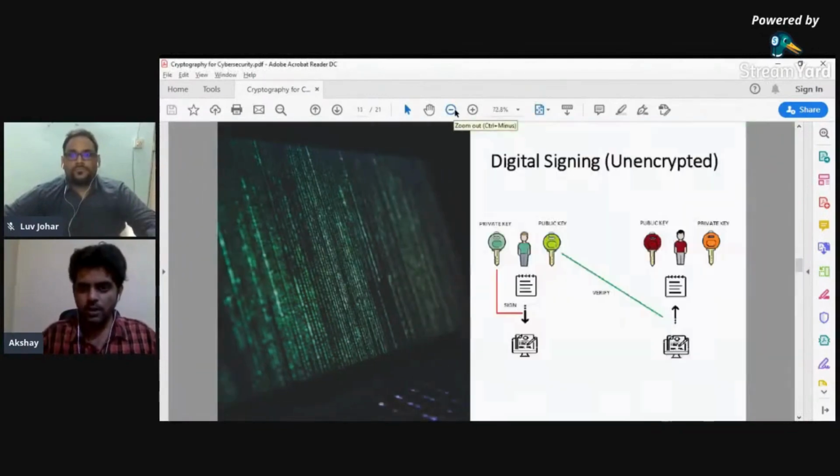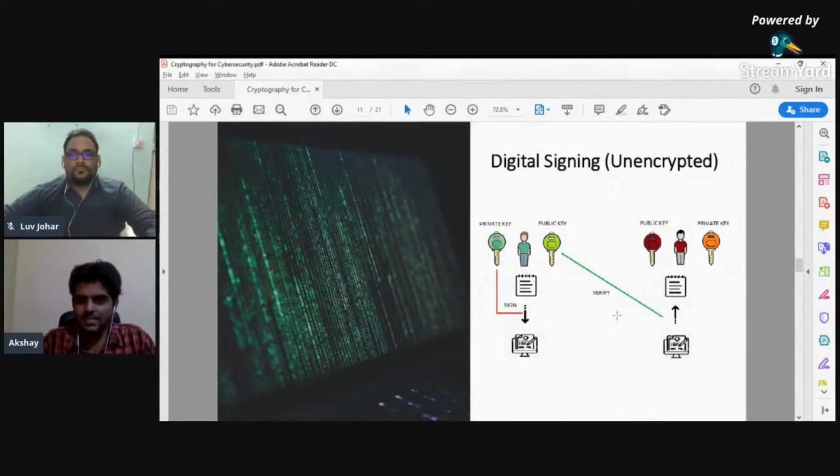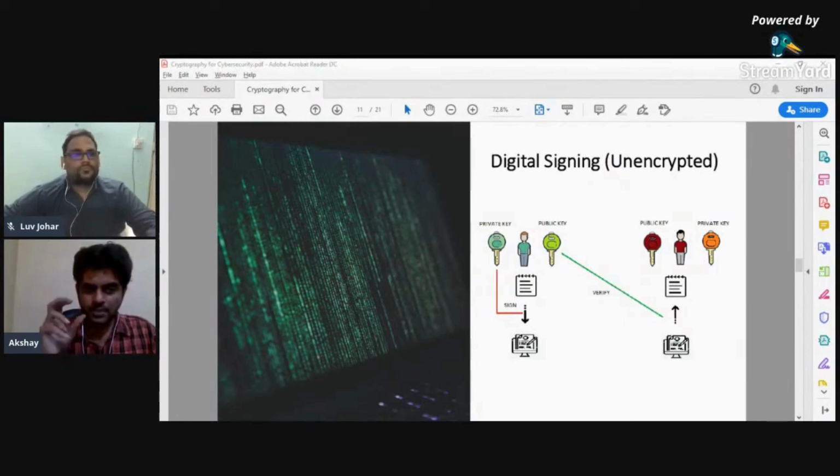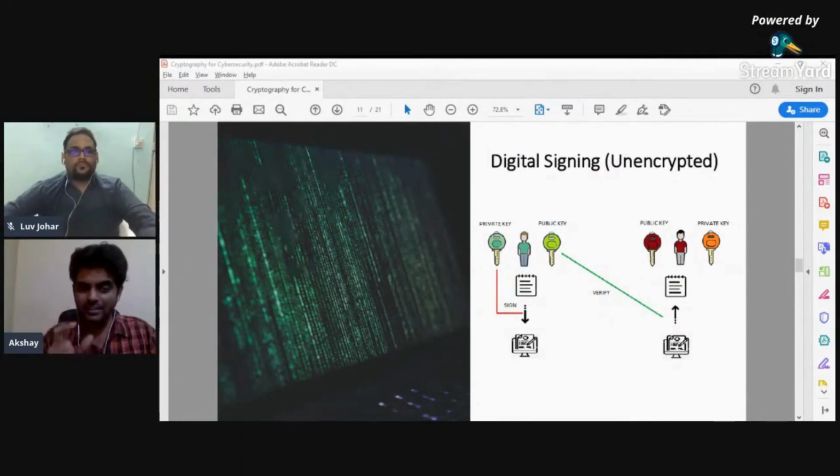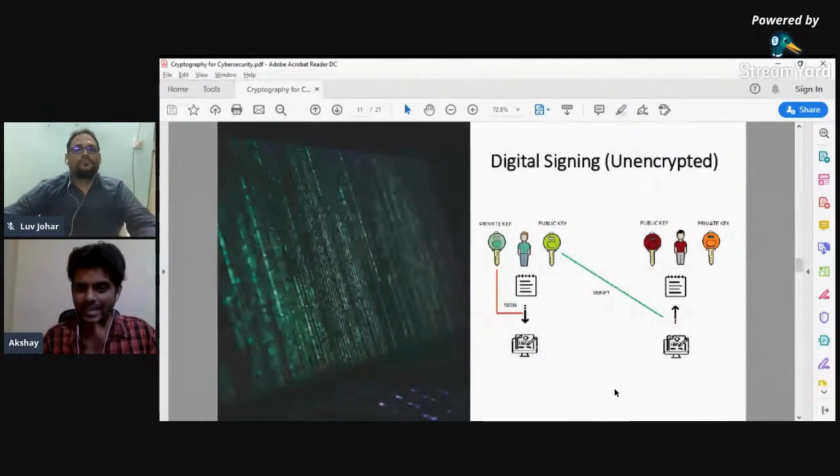Now, coming to the concept of digital signing. A digital signature is to show the authenticity of a message. You can verify the integrity of a text through a digital signature, which is to say that you know the person who is interacting with you is in fact the person you intended him to be. This diagram shows people A and B. A has a private key and a public key. B has his public key and his private key.